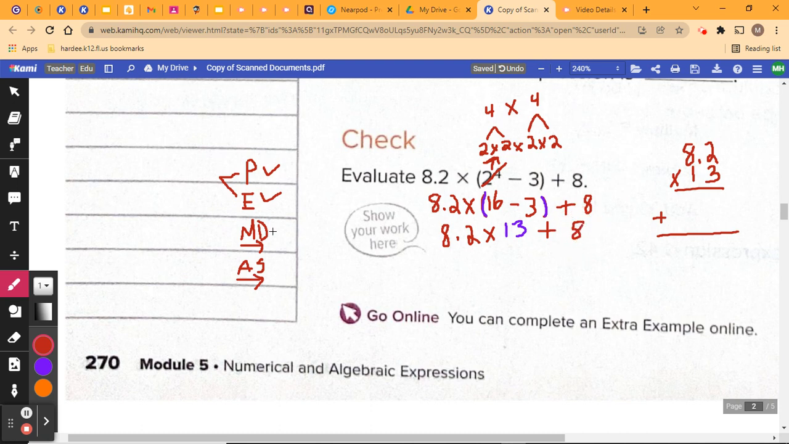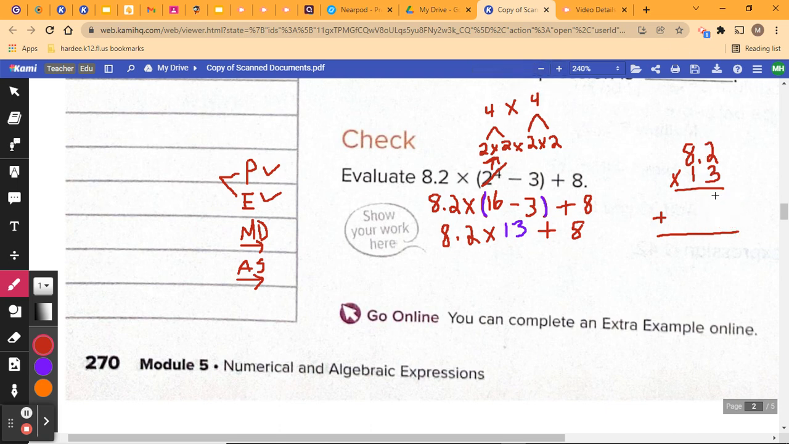Okay, so my next step is to multiply or divide from left to right. So multiplication is right here at the front. I would not add first because those steps are last. I don't do 13 plus 8. Okay, so I'm going to do 8.2 times 13. So we got to do it right here.